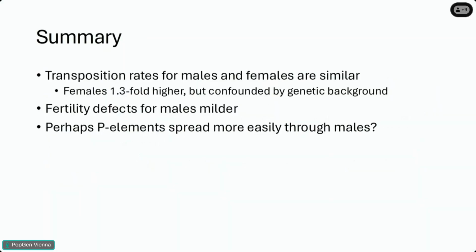I'd also point out that the transposition rates are relatively similar in males and females. And so what we kind of wonder is, because the transposition rates are roughly similar on the same order, and the fertility effects are milder, that P elements may be spreading more easily through males than they are through females, because you have males that jump as much, but you don't kill the ability to pass on genes. I hope that was halfway clear.